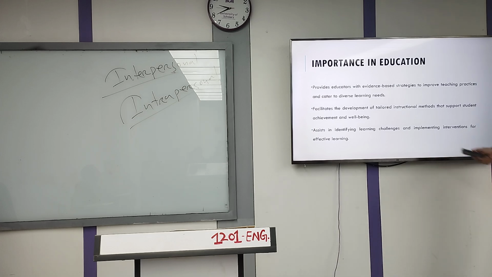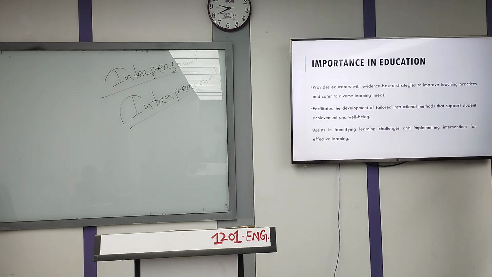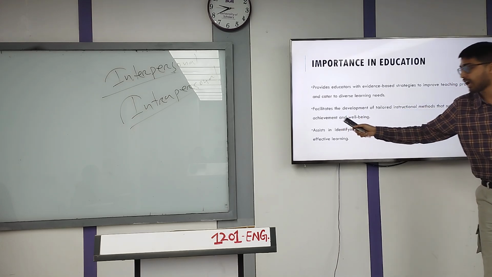Okay. Then number 2, facilitates the development of tailored instruction. Do you know tailored? Tailored means a tailor. Yes, like curtailed. That means a piece of cloth being shaped by a tailor. We all know that. So in the same way, it is tailored instruction. That means shaped instructional methods that support student achievement and well-being.